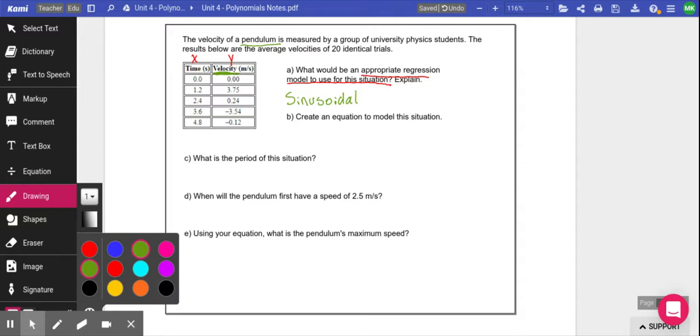A pendulum is like a ball in the middle on a string that you pull back and let go, and it swings down and back and forth and back and forth. That would get faster, slower, faster, slower, faster, slower. That would be a sinusoidal regression.